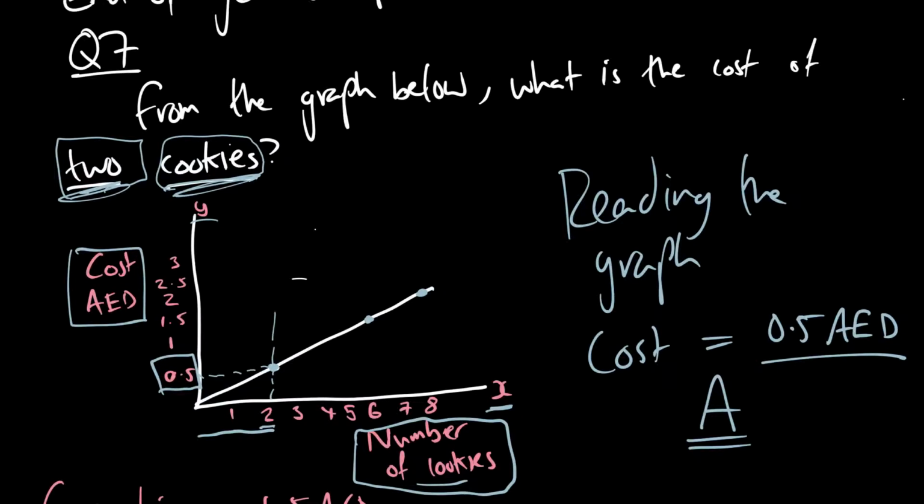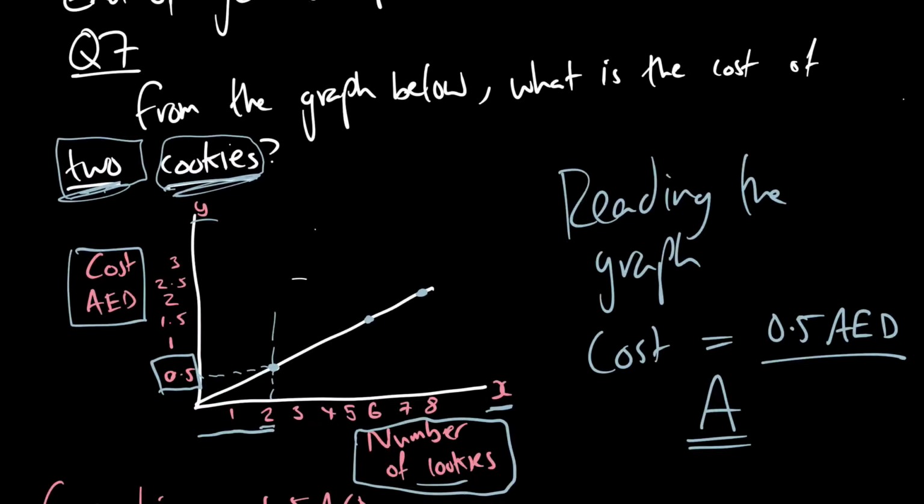If I asked you what is the cost of 8 cookies here, it's the same thing that you will do. You will go across on the graph to 8. From here you will go up to where the dot is, and then you will go across to where the answer is, and the answer is 2 AED. Okay, so that's how you read a graph and find information based on the graph.